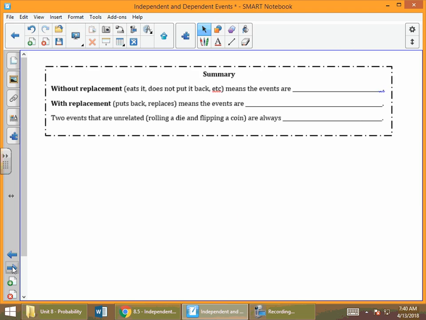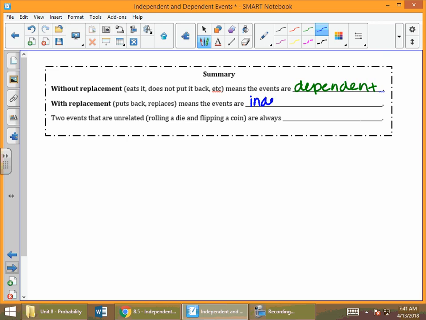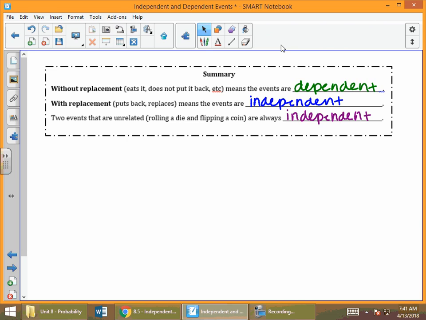To sum things up, without replacement, eats it, doesn't put it back, things like that, means the events are always going to be dependent. So whenever there's no replacement, dependent. With replacement, puts back, replaces, means the events are going to be independent. And then lastly, two events that are unrelated, like rolling a die, flipping a coin, those are going to always be independent as well. So just look for those kind of important words to help you decide whether or not events are independent or dependent.